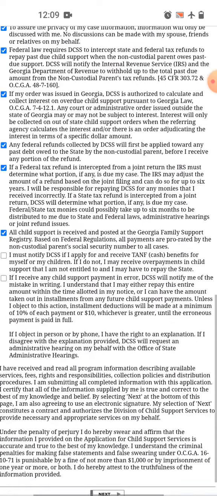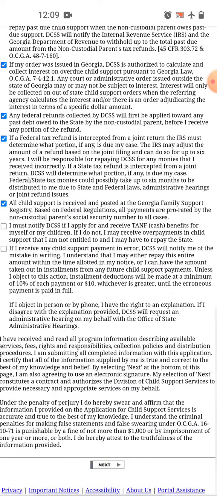Okay. Now, I must notify DCSS if I apply for or receive TANF cash benefits for myself or my children. If I do not, I may receive overpayment in child support that I am not entitled to, and I may have to repay the state. See there?